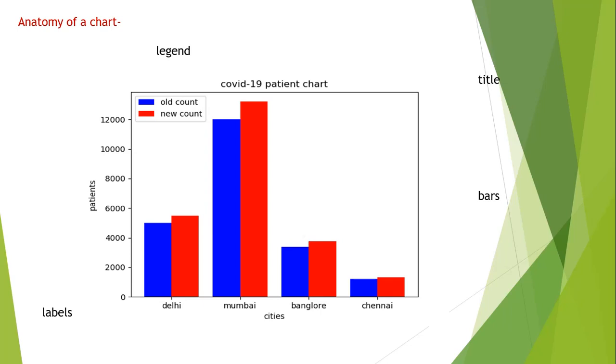Next topic is anatomy of a chart. Anatomy, as we have discussed earlier, means parts, or the functional units. Now, this anatomy of a chart means the functional units of a chart, that is, whatever things are present inside a chart that are to be considered in the anatomy of a chart.